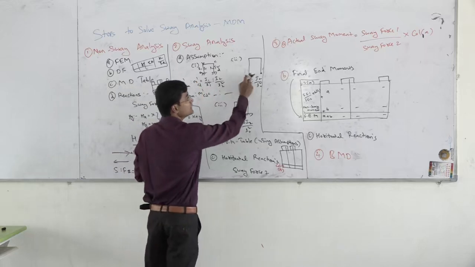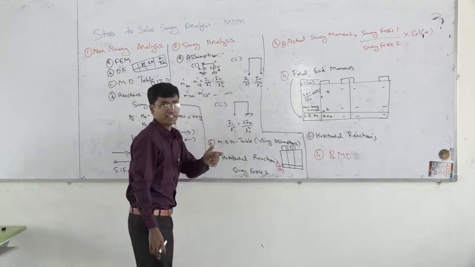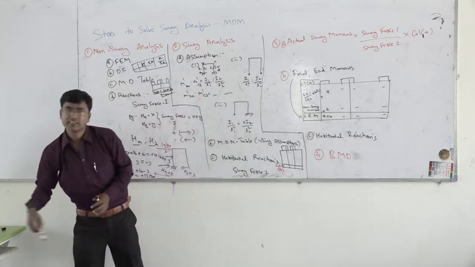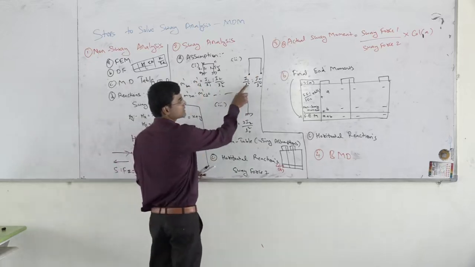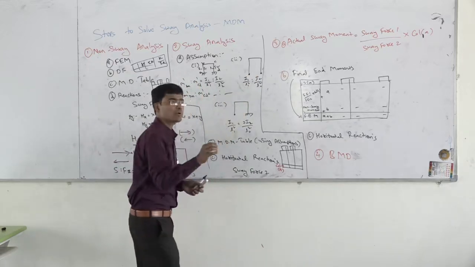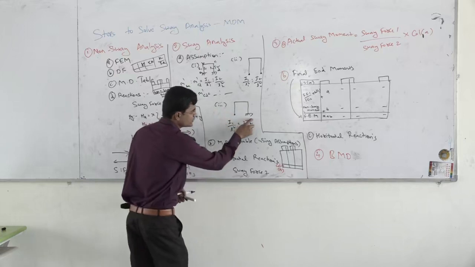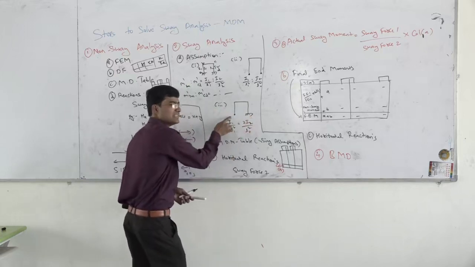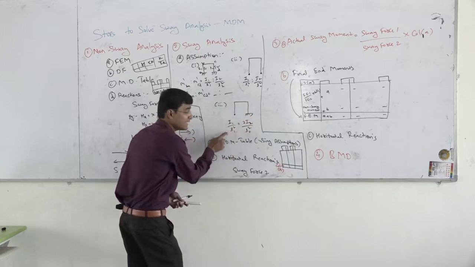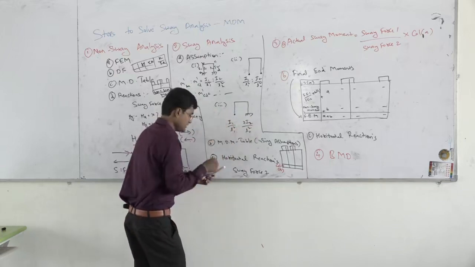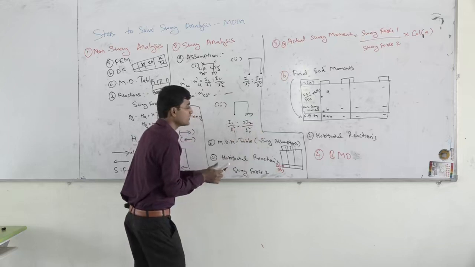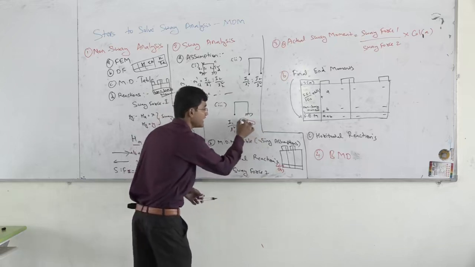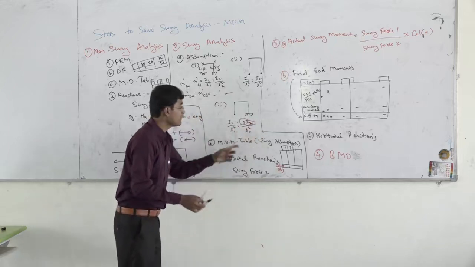Case 2 is if both the ends are hinged. If both the ends are hinged, then the value is also the same: I1 by L1 square is to I2 by L2 square. Only the problem will come when one end is fixed and the other end is hinged. Then you will get I1 by L1 square is to 2 times I2 by L2 square.